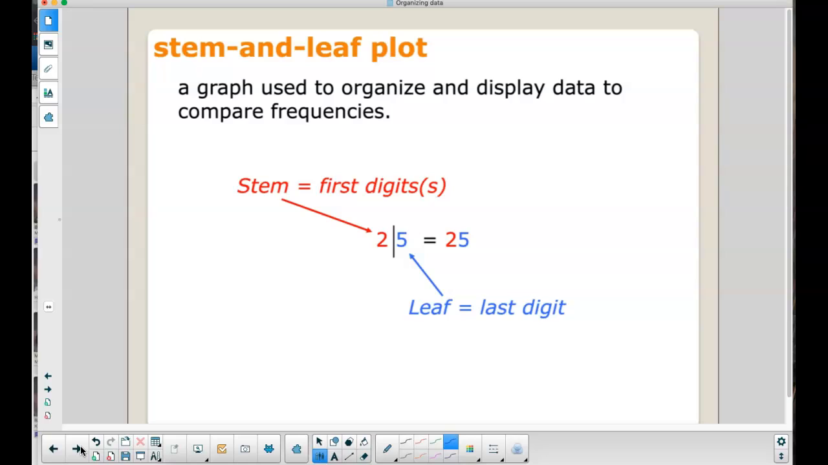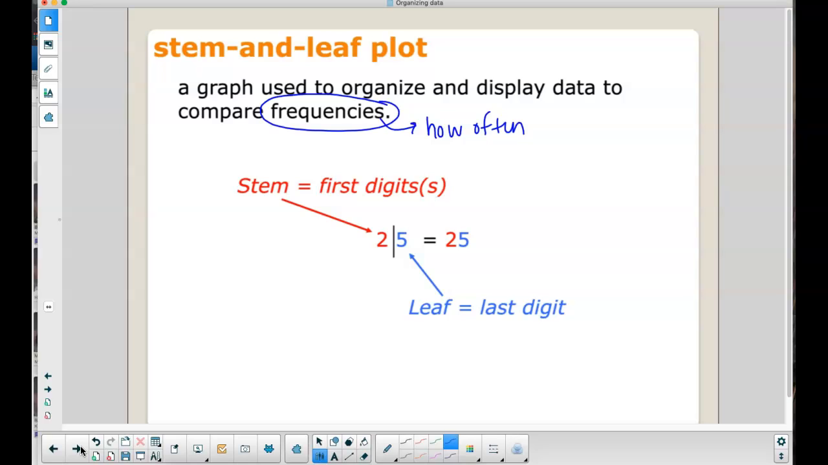Then we're going to talk about stem and leaf plots. We kind of talked about this just briefly before MCA testing. Did you guys see any stem and leaf plots on MCA testing? There's none? Okay. So a stem and leaf plot is just another graph used to organize data and to compare frequencies. What does frequency mean? Do you know what this word means? How many times it happens. So frequency means how often. Okay, how many times it happens or how often it occurs.